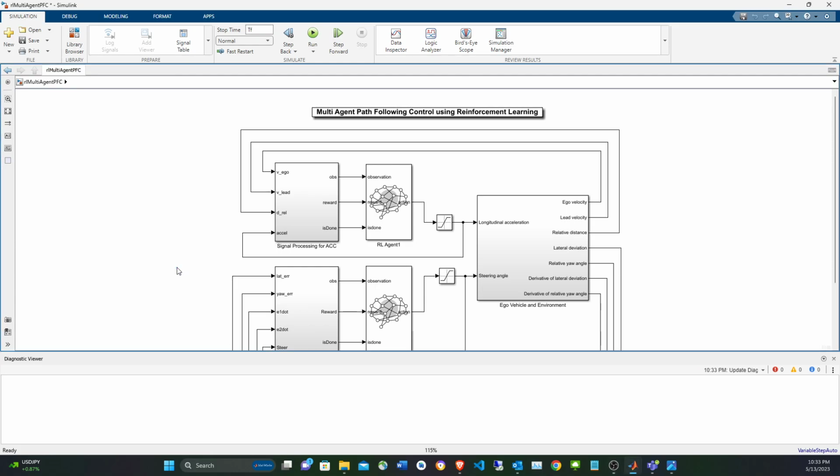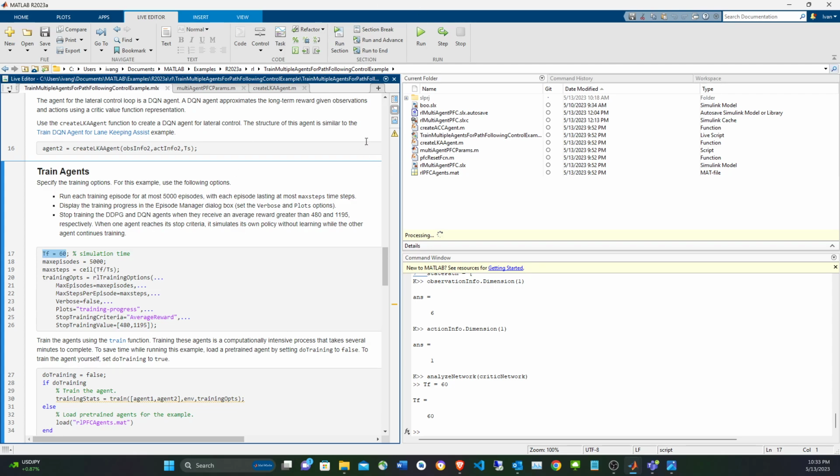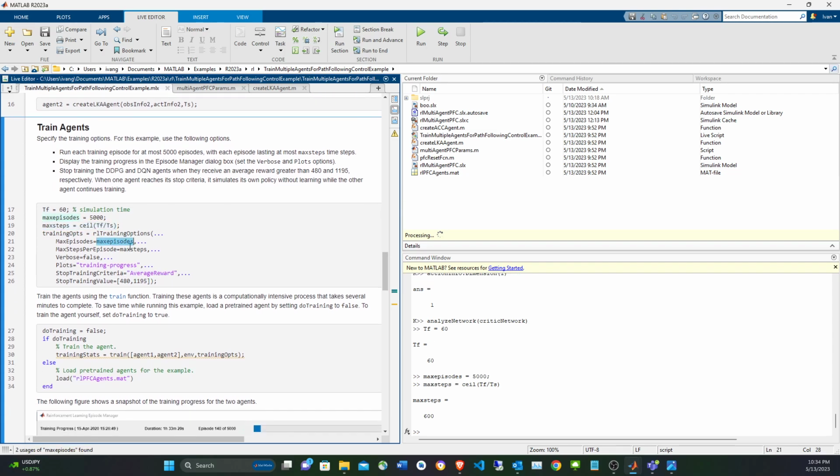So let's go back to the desktop, and so we have 60 maximum iteration. Maximum episodes are going to be 5,000, but this is going to converge way before than that. I think 140 episodes. So we're going to have a total of 600 max steps per episode. We just plot the progress, no verbosity.